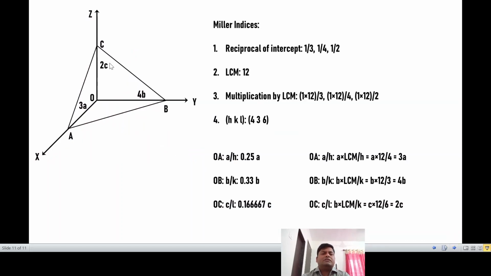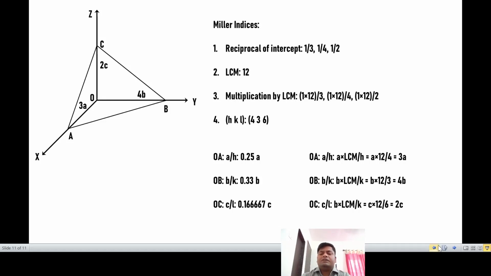So let us consider a given plane ABC, having the intercepts 3a, 4b and 2c along the three crystallographic axes x, y, z respectively. So the reciprocals of these intercepts will be 1 upon 3, 1 upon 4, 1 upon 2. The LCM will be 12. After multiplying these by the LCM, we will get the Miller indices 4 3 6. So the Miller indices of plane ABC are (4 3 6).